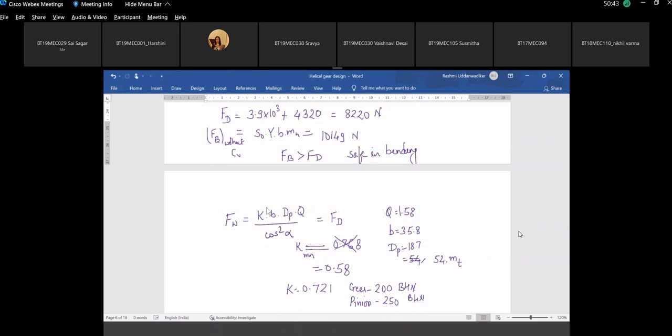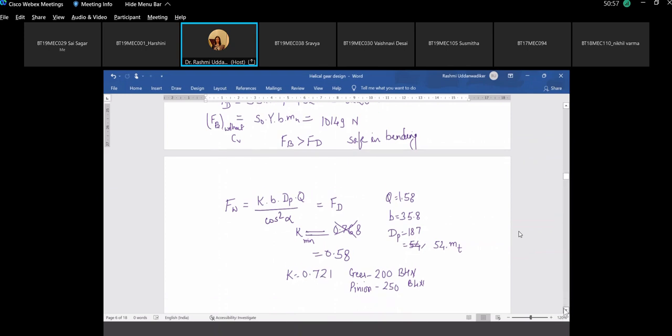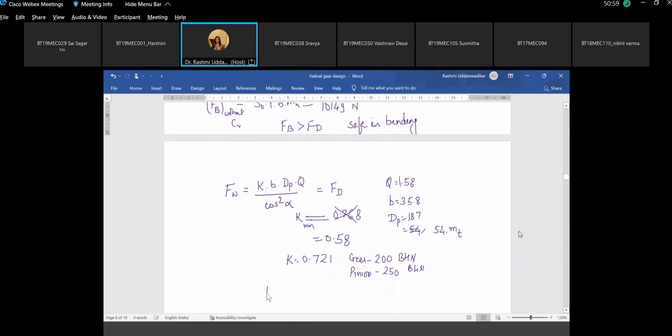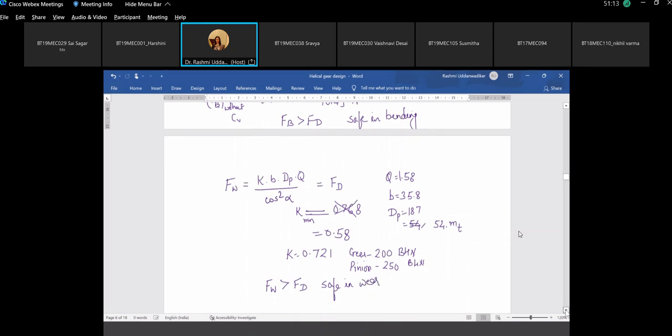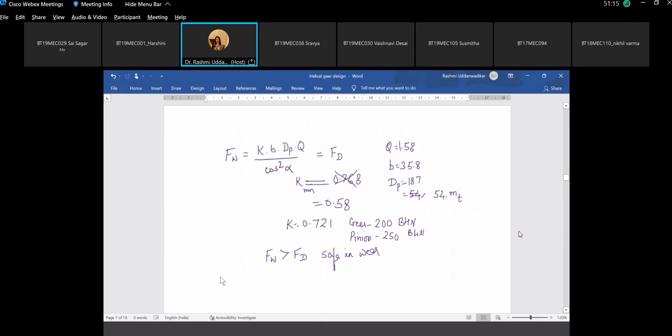So what we have done is using this value of K minimum, it is 0.58 when FW becomes equal to FD. Now that value of K is increased from 0.58 to 0.721. FW value is definitely increased, and for this value of K, you are sure that FW is greater than FD. And so this is safe in wear. If in exam you have time, you can calculate FW, otherwise this is quite obvious. And the last step is to check for endurance.